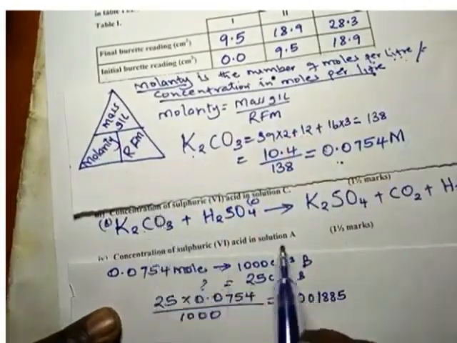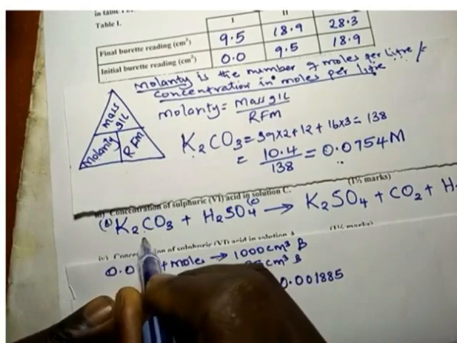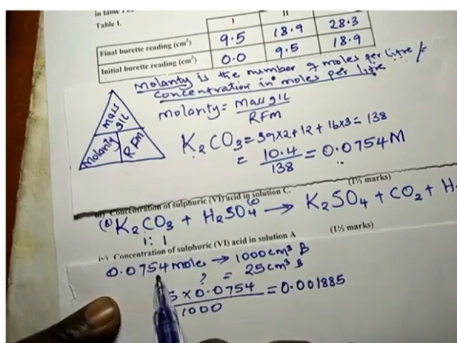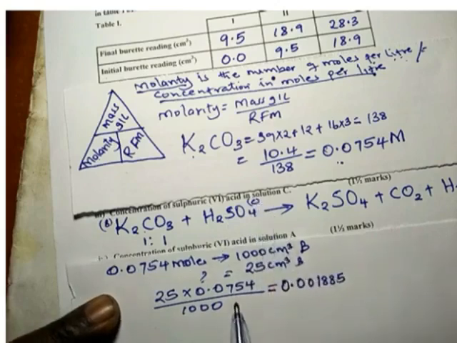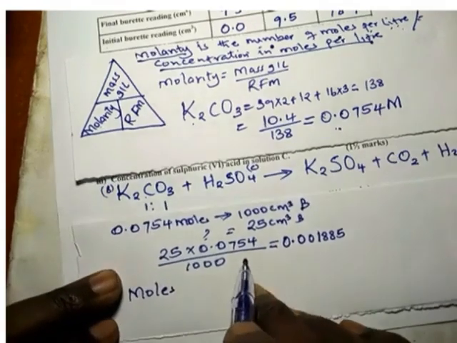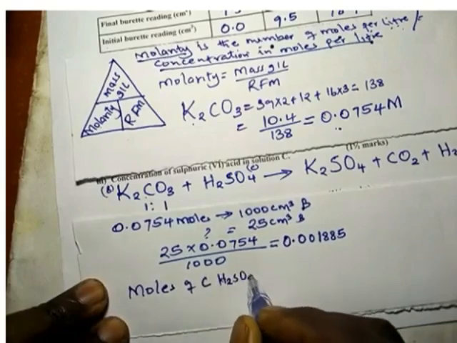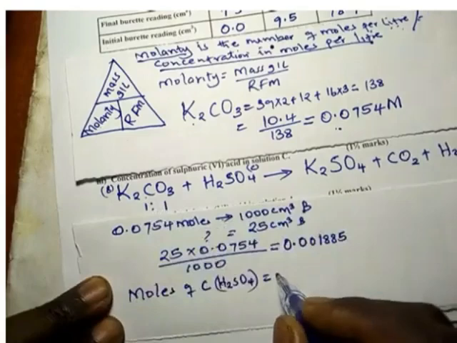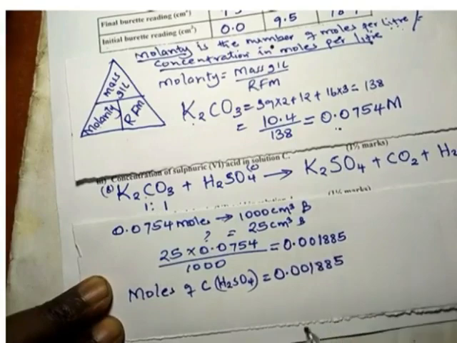So now here we are. The mole ratio here is 1 to 1, because if you look here it is 1, here it is 1. So the mole ratio is 1 to 1, meaning that the number of moles of potassium carbonate will be equal to the number of moles of sulfuric acid, solution C. Very nice. So moles of C, which is sulfuric acid, will be equal to this because the ratio is 1 to 1. So it will be 0.001885 moles.